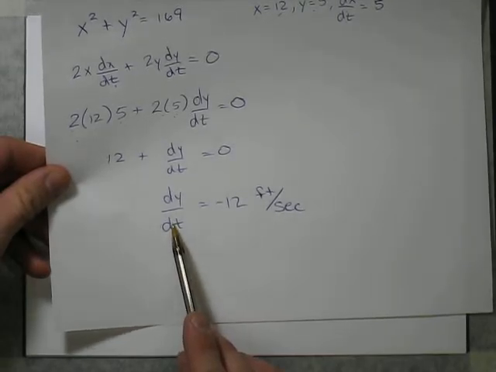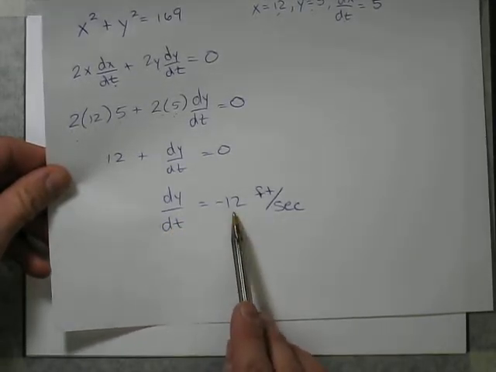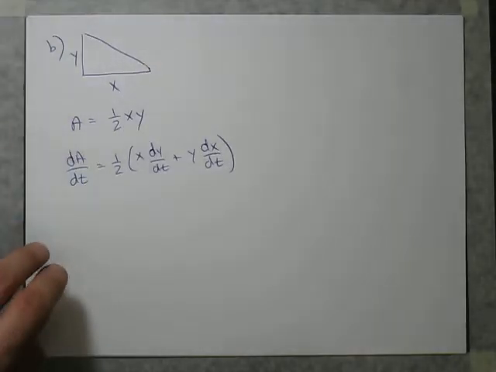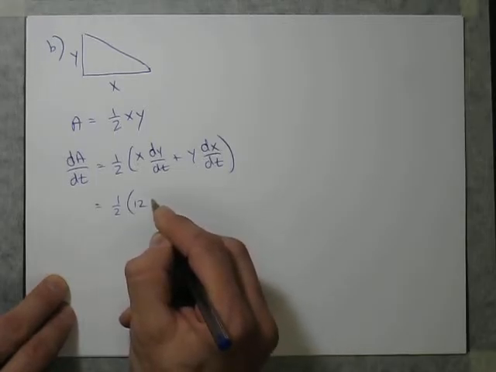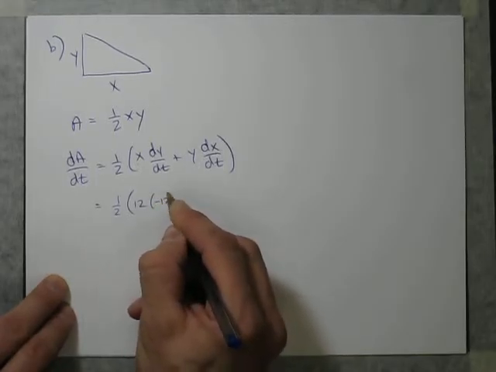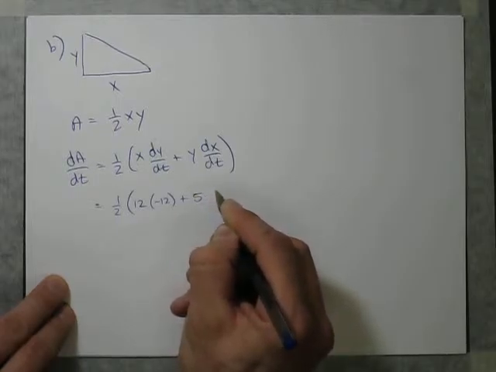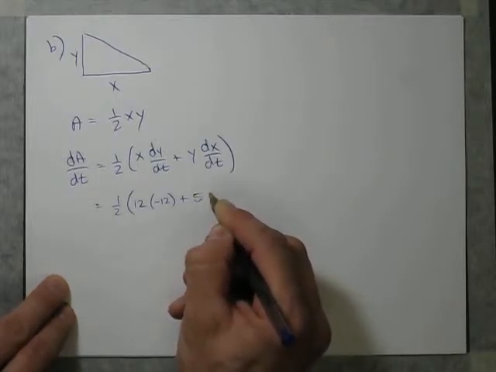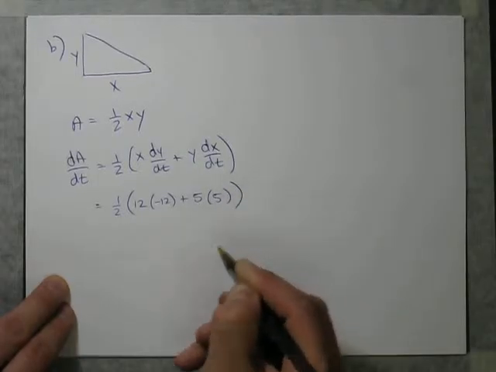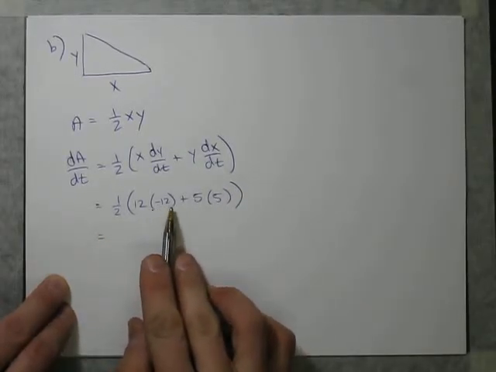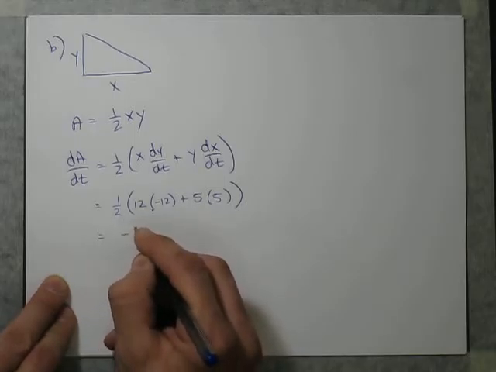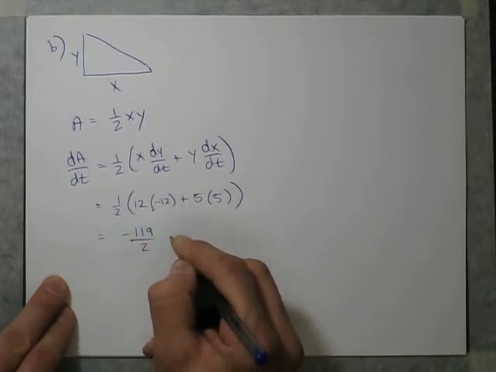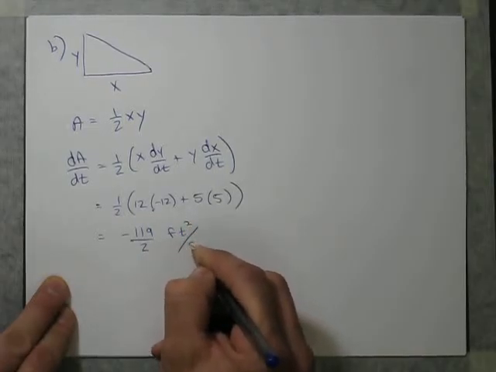dy/dt is negative 12. Sorry I'm moving fast, but you can look at that right in your notes. So I can plug in for everything: 1/2 and 12. dy/dt was negative 12, plus y was 5, and then dx/dt was going to be 5, like this. And we get negative 144 plus 25 gives me negative 119, all divided by 2, so negative 119 over 2. And since it's a changing area, it's feet squared per second.